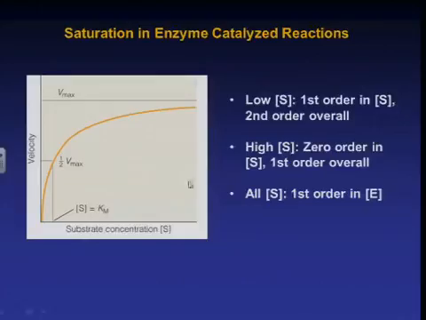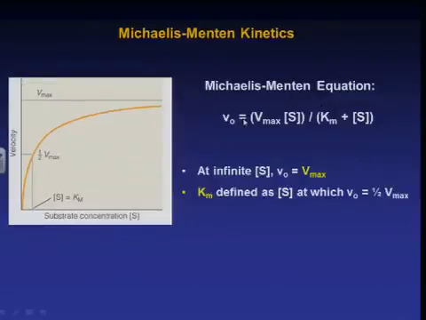All right, so this is what the curve looks like. Let's define some terms. This equation, Michaelis-Menten, is an equation which describes that classic curve for an enzyme catalyzed reaction. So the velocity is equal to Vmax, which we are defining as the maximal velocity, times the concentration of substrate, divided by a term Km, plus the concentration of substrate.